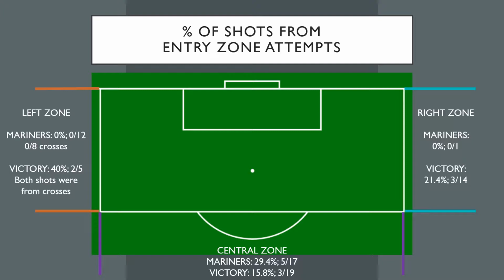shot at goal. The Victory, on the other hand, converted 2 of their 5 attempts through the left zone into shots, being 40%, with both coming from crosses. But only 15.8% of attempts through the central zone and 21.4% through the right zone resulted in shots, and 6 of their unsuccessful right zone attempts were from a cross.